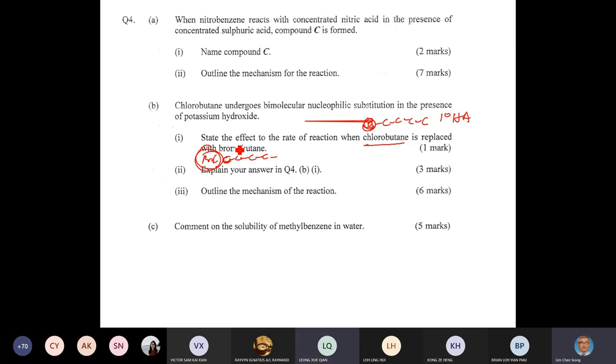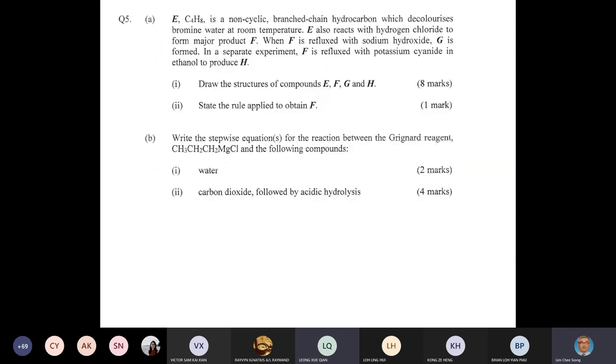Last question. Can you go to question five? For this one, F will undergo what reaction to form H? Reflux with potassium cyanide, under SN. F is refluxed with potassium cyanide in ethanol. Just now we discussed potassium cyanide many times, isn't it? So this one should be under SN. It refers to F itself, whether it is primary or tertiary. So what SN should it be?